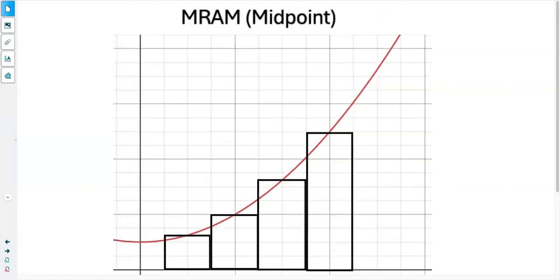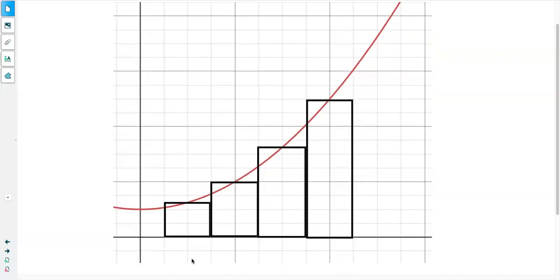We also have what's known as MRAM. So this is midpoint. So with our intervals, as we're going from A to B, halfway through each one, we're going up, meeting our line, and then drawing a horizontal line. So as you can see, this is also an estimate because we are missing some area here, but we're getting extra area here, and they won't always balance out. And like I mentioned, we're using the midpoint of each of these subintervals.